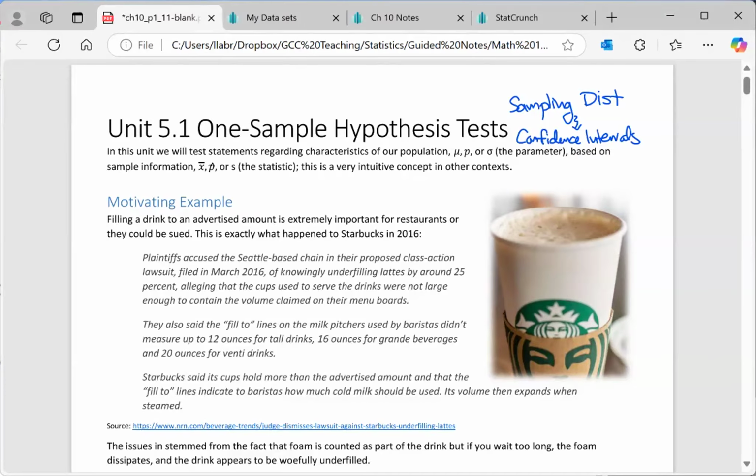So hypothesis testing is a variant of confidence intervals because confidence intervals, if you recall, allow you to make a statement about the parameter, the population parameter, whether it's mu, p, or sigma. And if you have a pretty good idea of what the population parameter is, you're also doing a hypothesis test because what's going to happen now is we're simply going to go ahead and formalize everything.